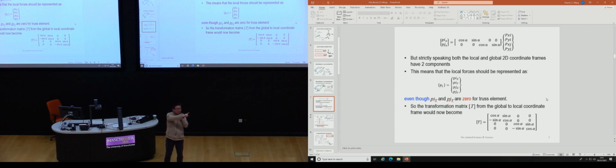Sorry, I'm trying to find the one who asked me a question about local-global transformation just now. Yes, I made a mistake just now. It's a T. It's a transformation from global to local. Yeah, that's correct, because to find the global stiffness matrix, you need to convert the global U back into the local U. So T is global to local. Yeah, thanks.